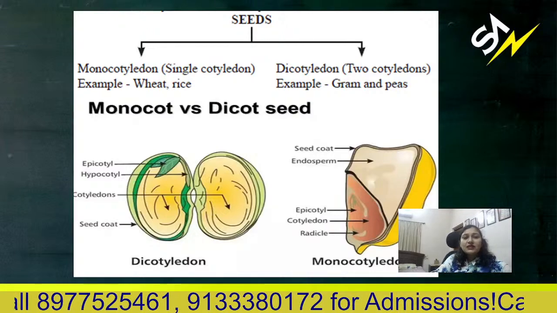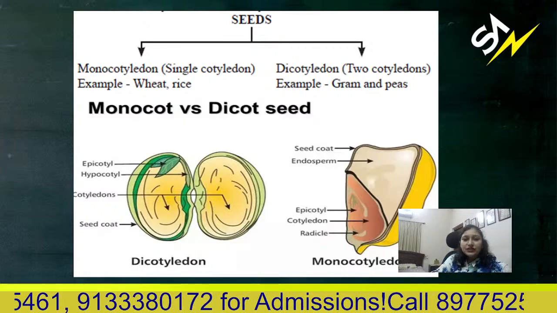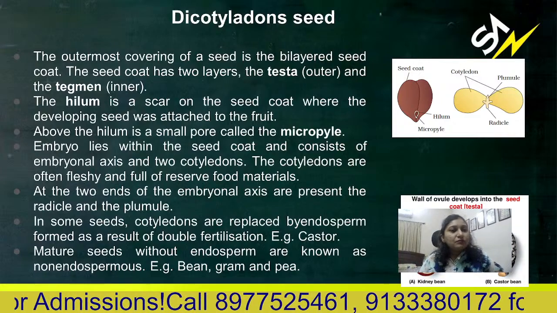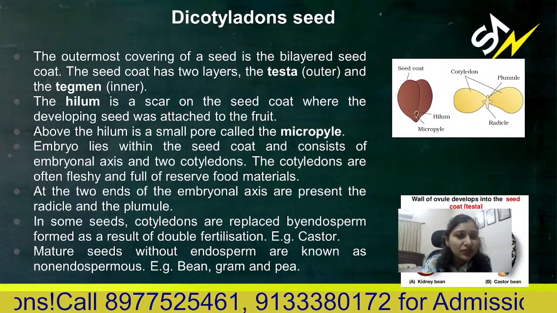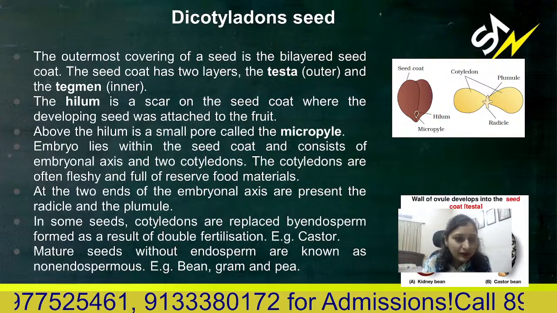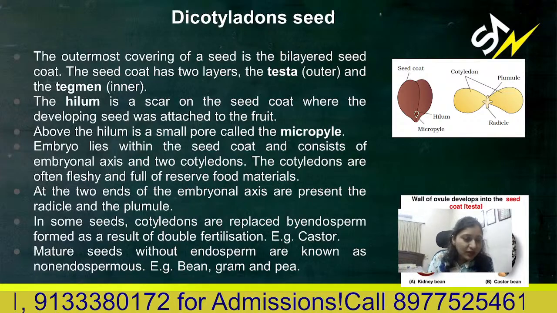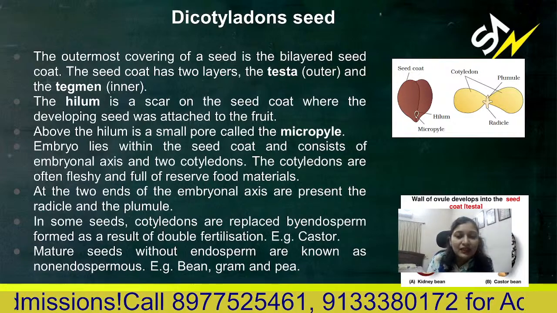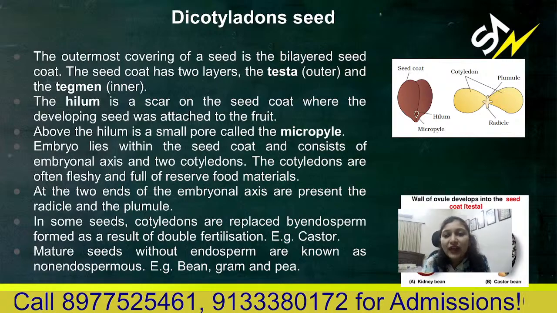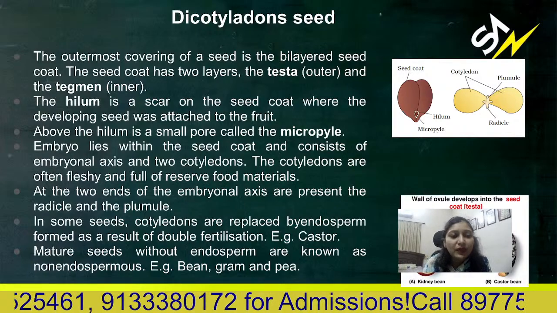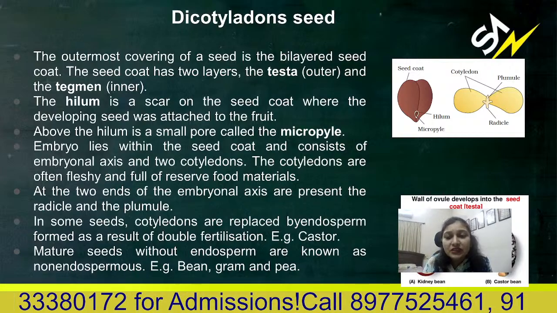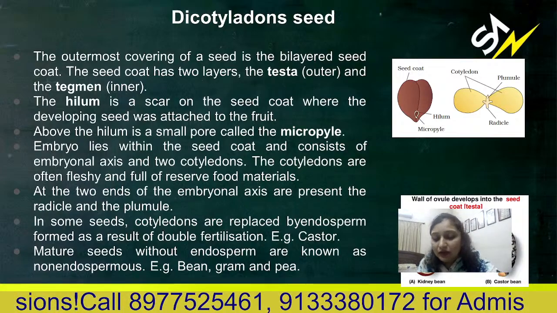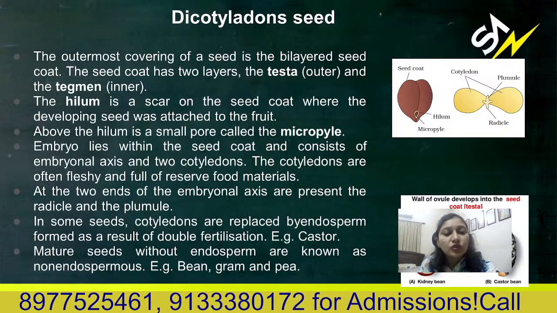Then seeds are divided into two: monocotyledons and dicotyledon seeds. We'll discuss dicot first. The outermost covering of the seed is a bilayered seed coat, and the seed coat has two layers: testa and tegmen. In some seeds, cotyledons are replaced by the endosperm formed as a result of the double fertilization, like in case of castor. Mostly in dicot seeds, the endosperm will be utilized by the growing cotyledons. So that means the endosperm region is not there separately. Those not containing endosperm are called non-endospermic seeds.